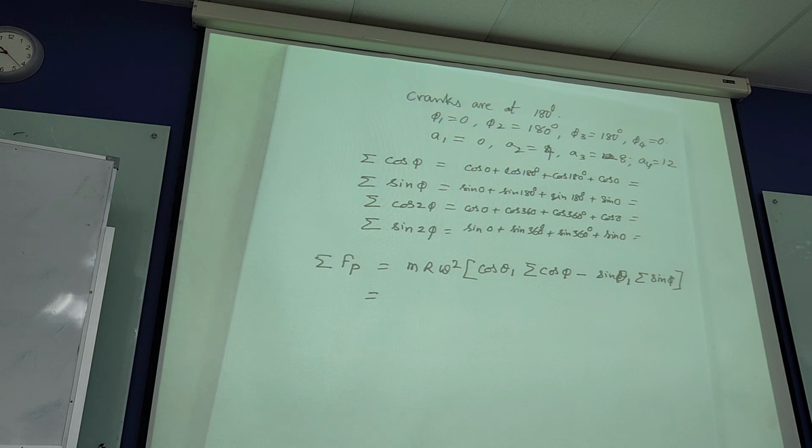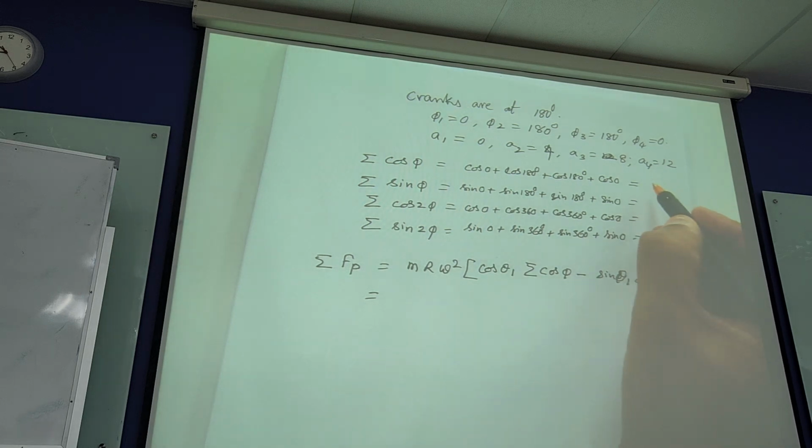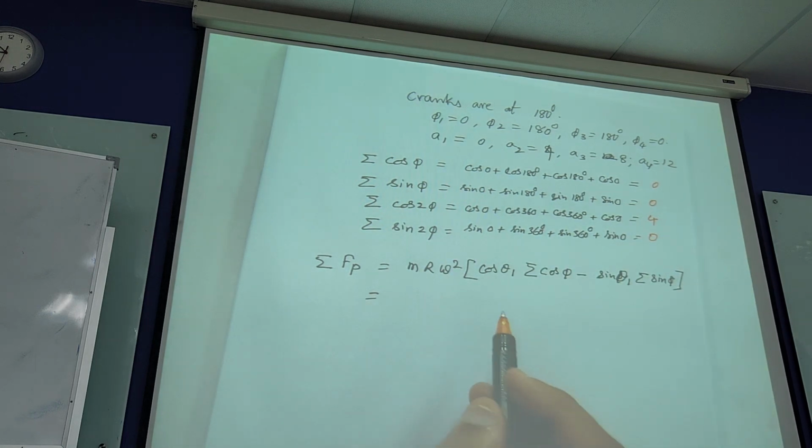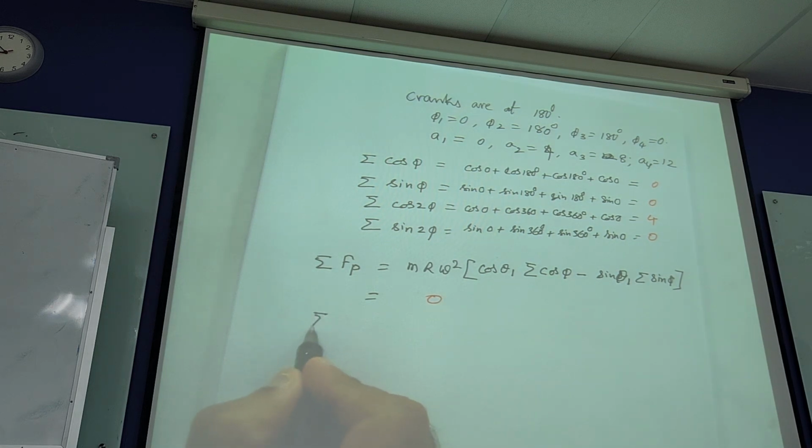So any answers for the first one? Okay. 0, 0, 4, 0. So how can you write the sum of the primary forces? Sum of the primary forces is 0. Then the sum of the secondary forces.